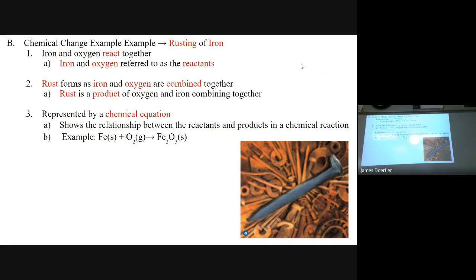A very common example that is used to exemplify a chemical change would be rusting of iron. First of all, you have iron and you have oxygen. You think about it this way: they don't necessarily get along. Whenever they are introduced to each other, they begin to react. That's why they are called the reactants. Now, as iron and oxygen begin to react, we get this new kind of gross product, known as rust.